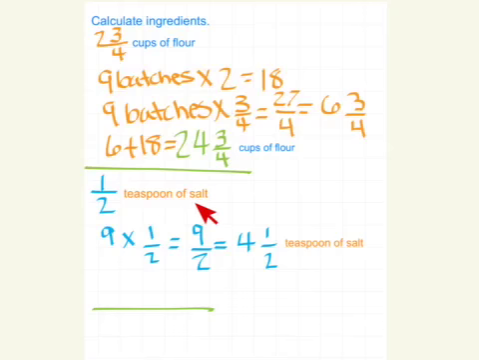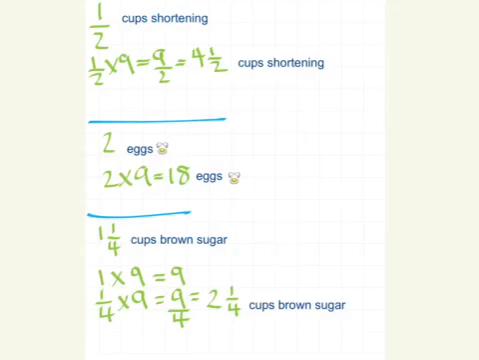1/2 teaspoon of salt. 9 times 1/2 equals 9/2, which is again an improper fraction, which equals 4 1/2 teaspoons of salt. Now for the cups of shortening, 1/2 cup of shortening. 1/2 times 9 equals 9/2, which is an improper fraction, equals 4 1/2 cups of shortening, which was the same as the one for the teaspoon of salt.